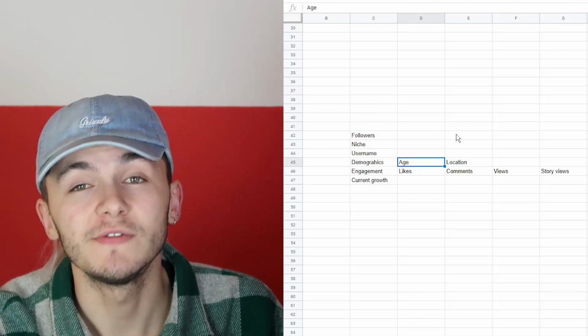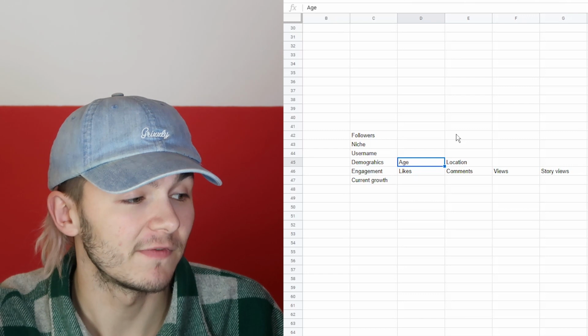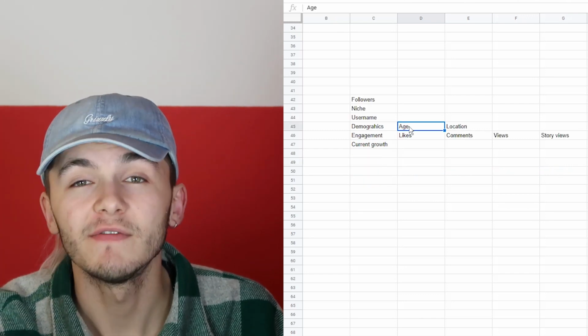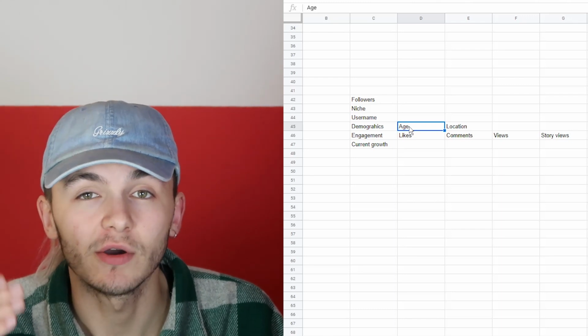And then, of course, the age. If you're looking to buy an account with an older reach, you might want to ask them for their age demographics as well. But I've never actually spoken with someone or noticed anyone changing the price depending on their age demographics.